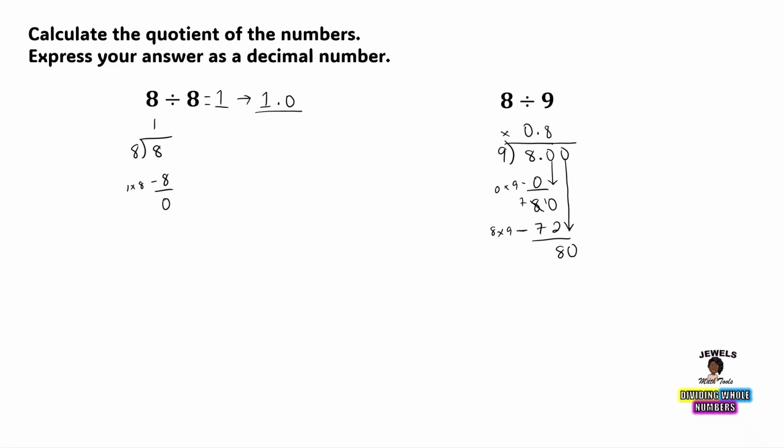So 9 divides into 80 8 times. Again, 8 times 9 will give us 72. When 72 is subtracted from 80, we will have a difference of 8. So just like I did before, I'm going to indicate that my 8 is a recurring number and indicate that my answer is 88 hundredths, or you can say 0 and 88 hundredths. They both mean the same thing, and I'm going to stop there for my division for today.